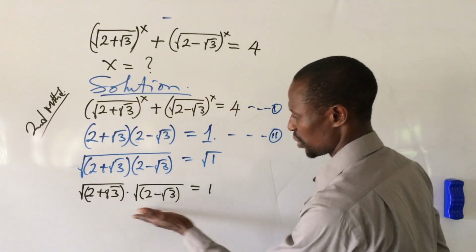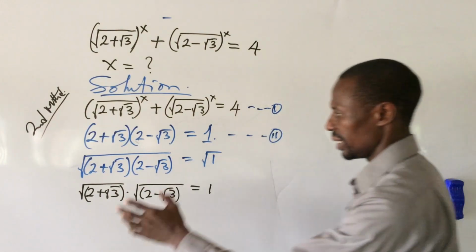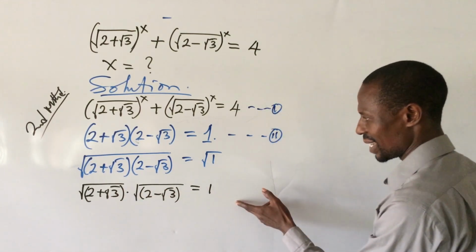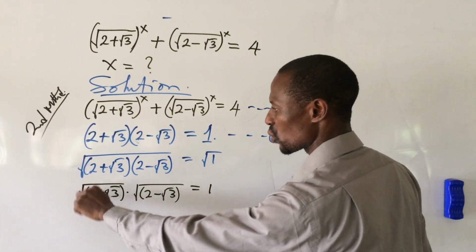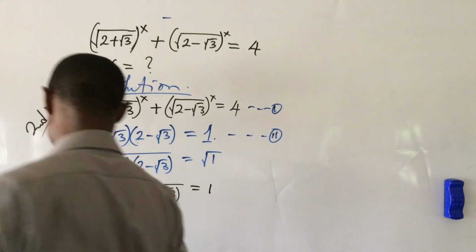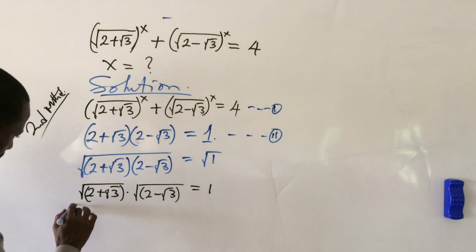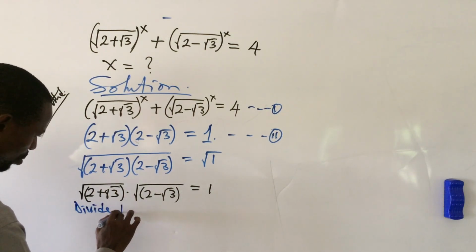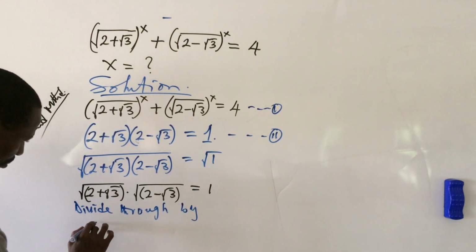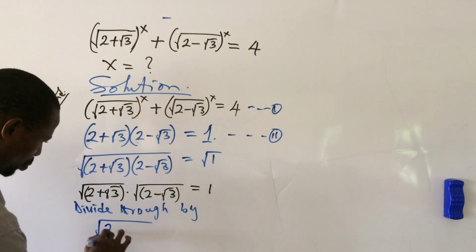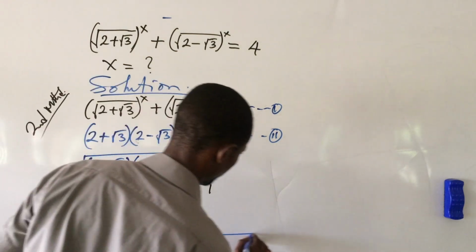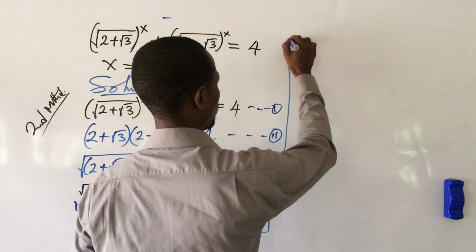From this very expression I have here now, if I decide to divide both the left-hand side and the right-hand side by √(2 + √3), what would that give us? So from here, let's put it in writing. Say divide through by the square root of 2 plus square root of 3. So if I do that, let's move forward and see what this will give us.